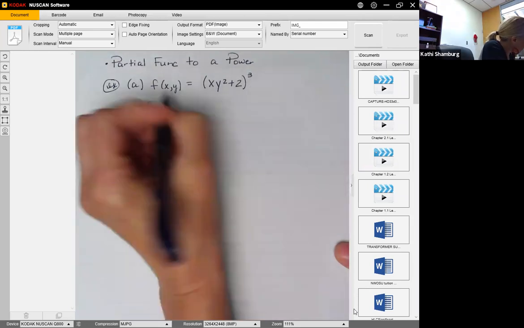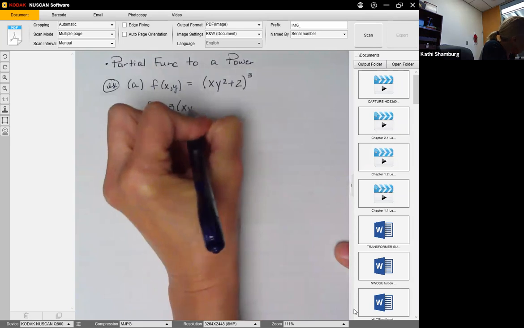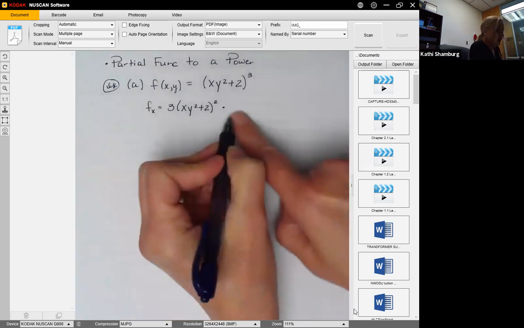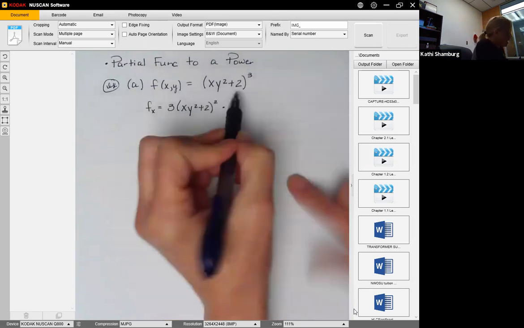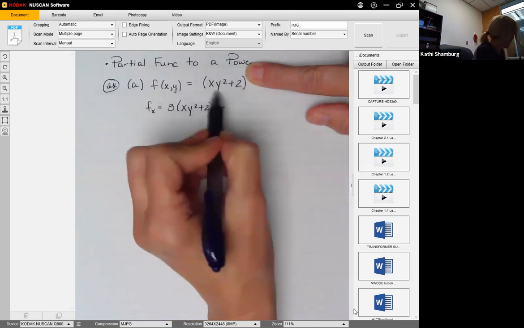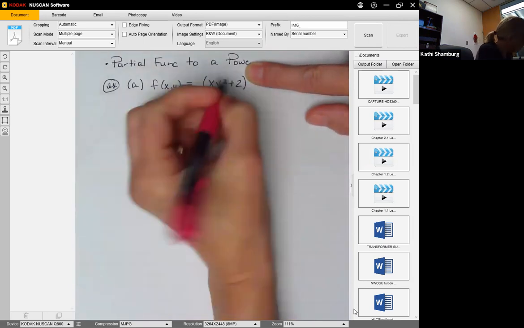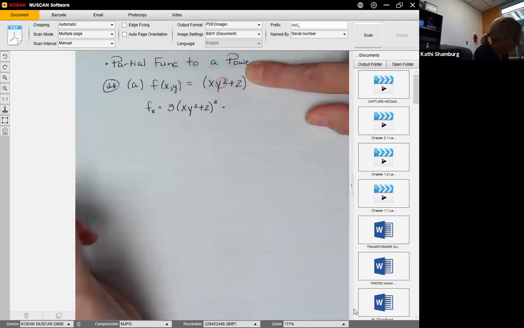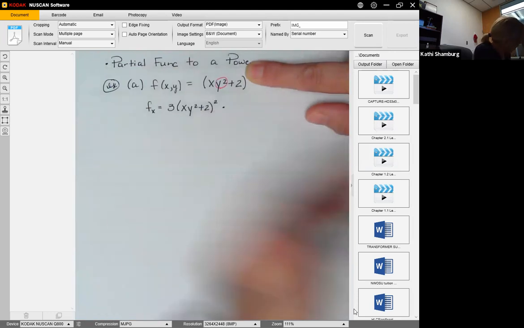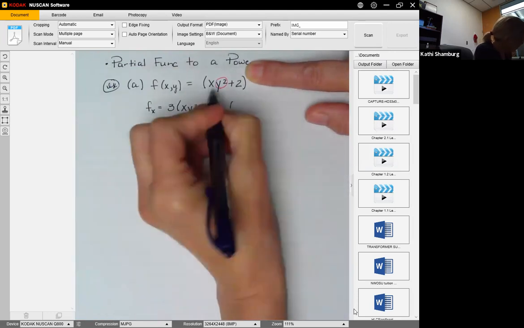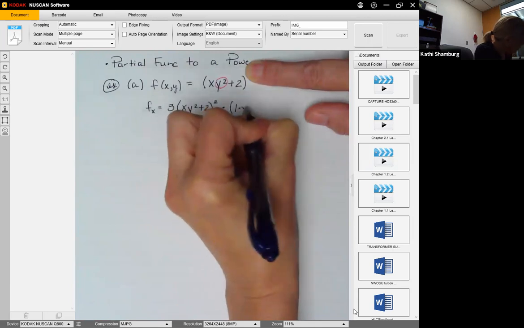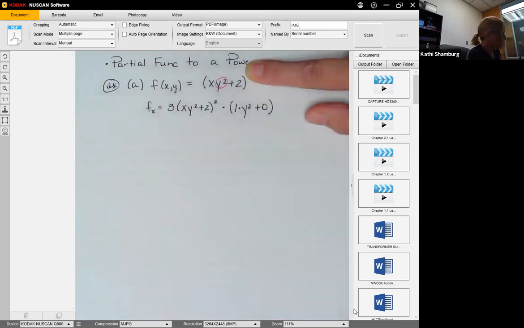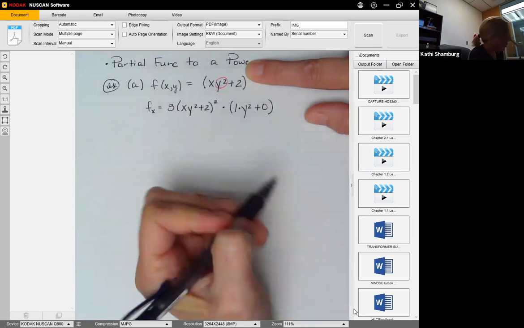So we bring this 3 down, leave what's inside the parentheses the same. 3 minus 1 is 2. And then this last part is what students forget to do. And that is just look at what's inside and take the derivative with respect to x. So this y squared will be treated as a constant multiple. So, of course, the derivative of x is 1, y squared is a constant multiple, plus the derivative of 2 is just 0. So we actually have y squared plus 0, which is just y squared.